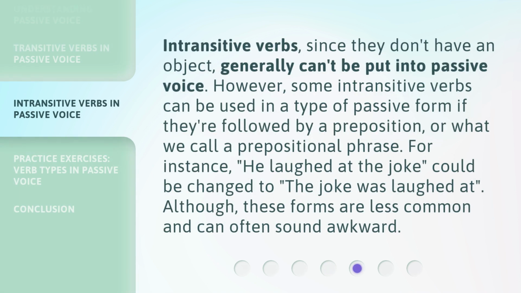Intransitive verbs, since they don't have an object, generally can't be put into passive voice. However, some intransitive verbs can be used in a type of passive form if they're followed by a preposition, or what we call a prepositional phrase. For instance, he laughed at the joke could be changed to the joke was laughed at. Although, these forms are less common and can often sound awkward.